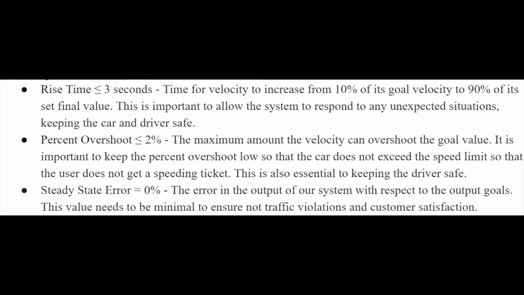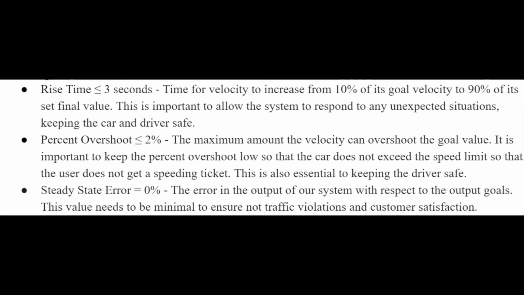The three parameters that we wanted to achieve were rise time, percent overshoot, and steady state error. The desired rise time was less than 3 seconds, so that the car would reach 90% of its goal speed in a short amount of time, but not so short that it accelerates too quickly. The desired percent overshoot was less than 2%, so that if the desired speed was 65 miles per hour, the car wouldn't accelerate past that speed.